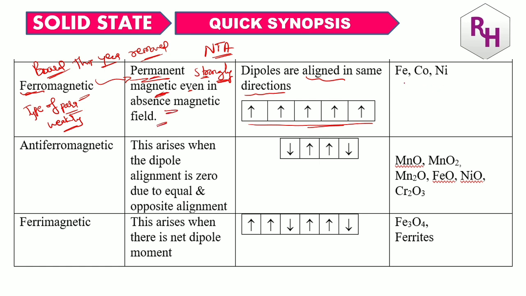Remember this point. Examples: Fe, Co, Ni, and in addition to this, remember gadolinium and CrO2. CrO2, chromium dioxide, is one which can be attracted by the magnetic field. Very, very important point. Then antiferromagnetic substance. Antiferromagnetic and ferrimagnetic, remember this point.